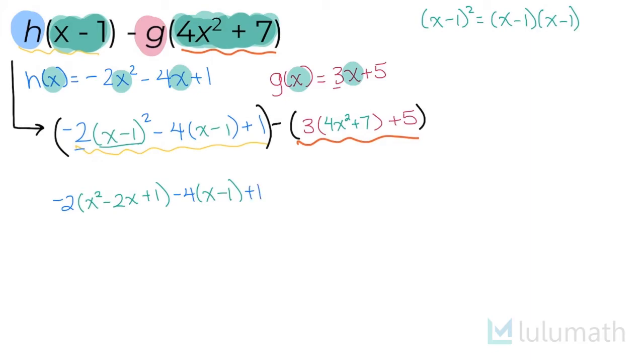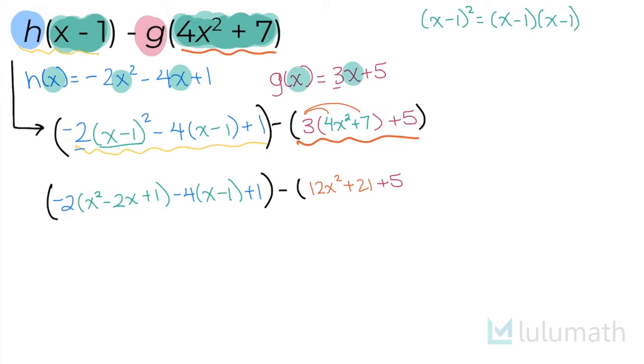Again, the brackets are not necessary, but totally fine if you put them in. The next set of brackets, however, are necessary. And I don't need to expand a binomial, so I'm just going to distribute this 3 through. So 3 times 4x squared is 12x squared, and then 3 times 7 is positive 21, and then I'm just going to copy down this plus 5 that we have here. All right, so now let's go ahead and simplify each set of brackets. So I'm going to distribute this -2 through to everybody in here, and then I'm going to distribute this -4 through to everybody in here.